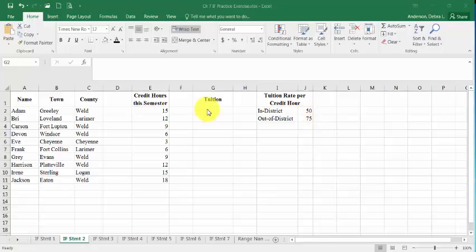Usually you're not going to have a formula that just gives you one answer. Usually your formula wants to do some kind of calculation. So again, the question is, does county in C equal Weld? And if the answer is true, multiply credit hours in E times in district rate in J2. Else, or if it's not, multiply credit hours in E times out of district rate in J3. So the answer is going to be in the tuition column.